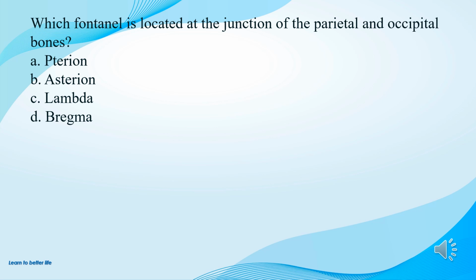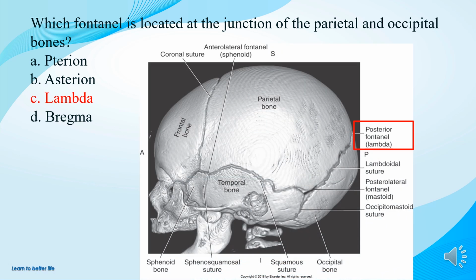Which fontanelle is located at the junction of the parietal and occipital bones? A. Pterion. B. Asterion. C. Lambda. D. Phragma. The answer is C. Lambda.